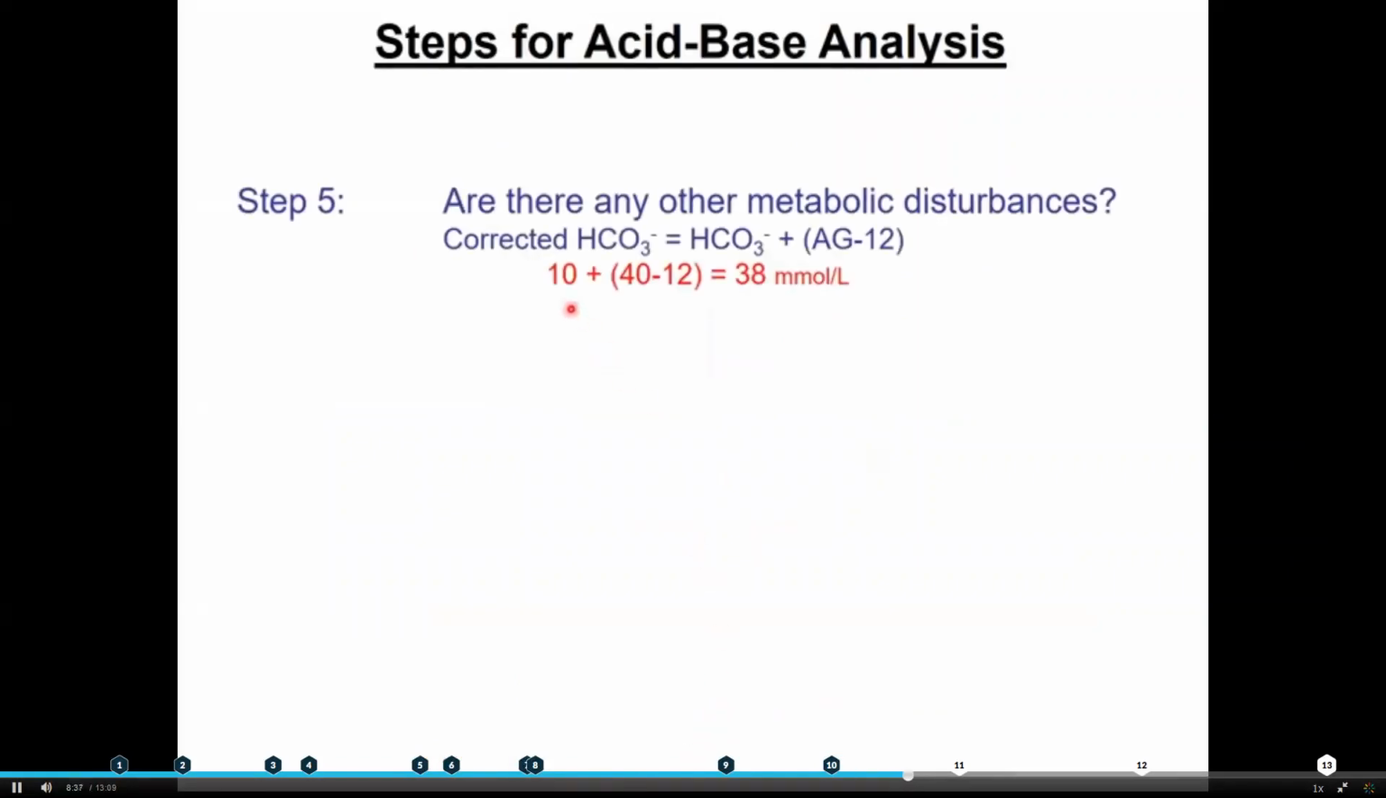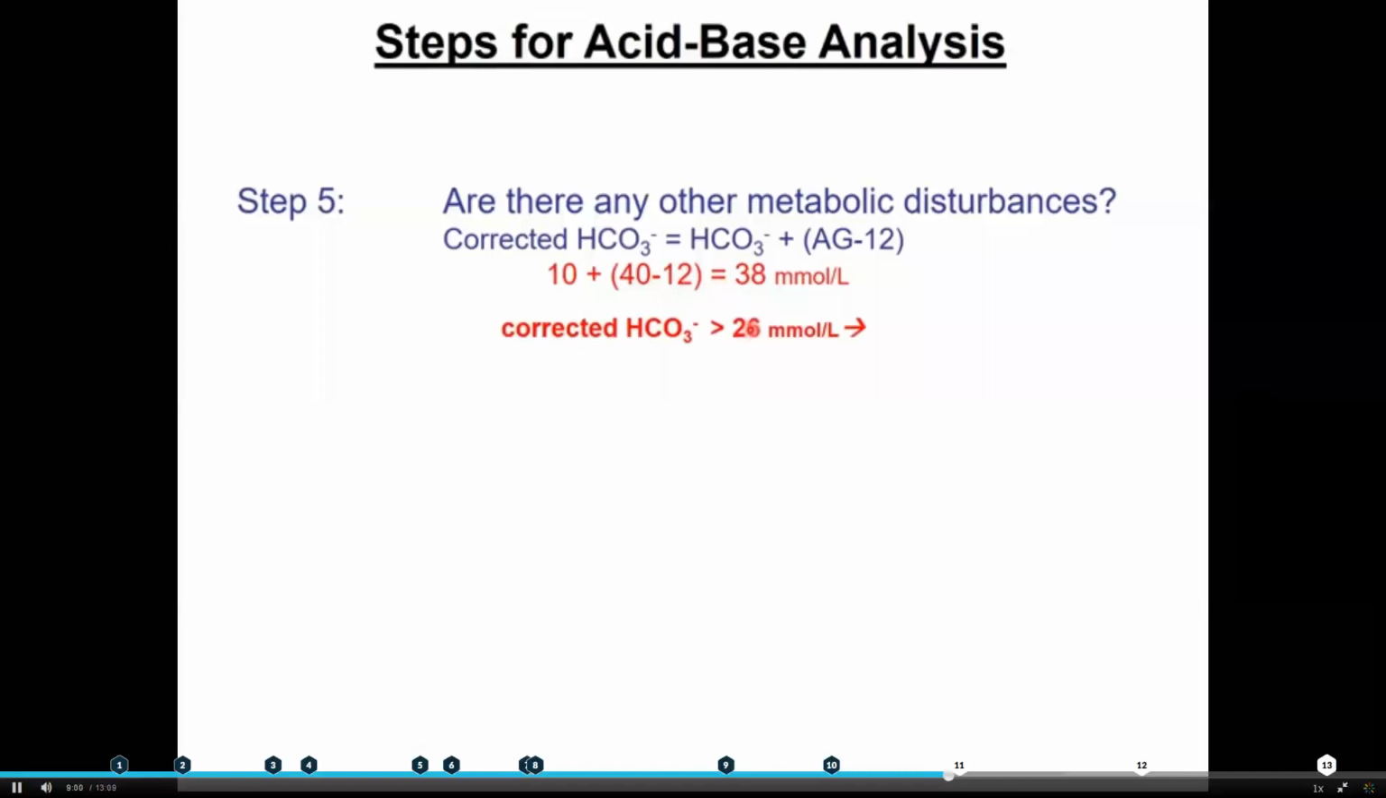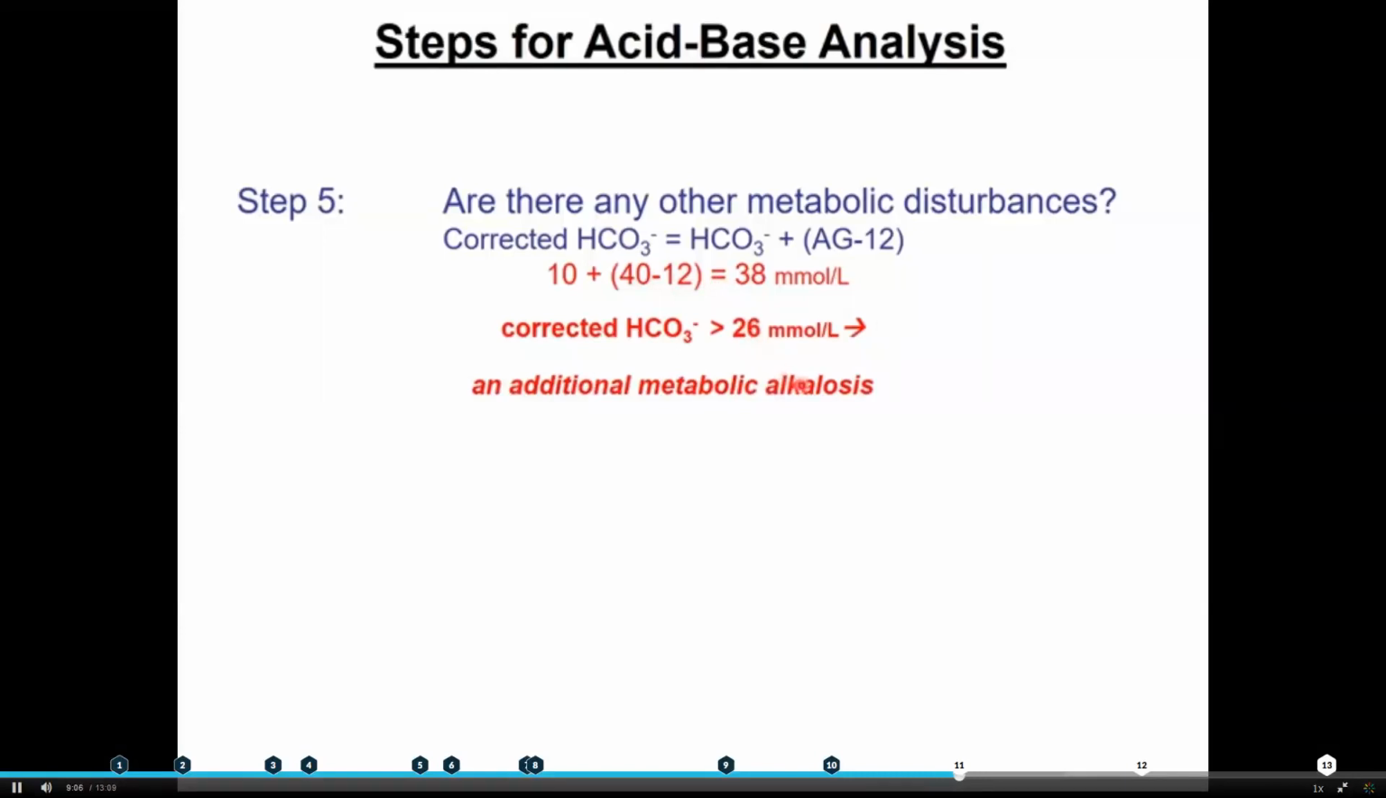Because we had an anion gap metabolic acidosis, we can evaluate whether we do have an additional metabolic disturbance or not. Let's calculate the corrected bicarbonate. 10 is the bicarbonate value, plus 40, the anion gap minus the normal anion gap, that means 38. 38 is bigger than 25, so it means this patient has an additional metabolic alkalosis.